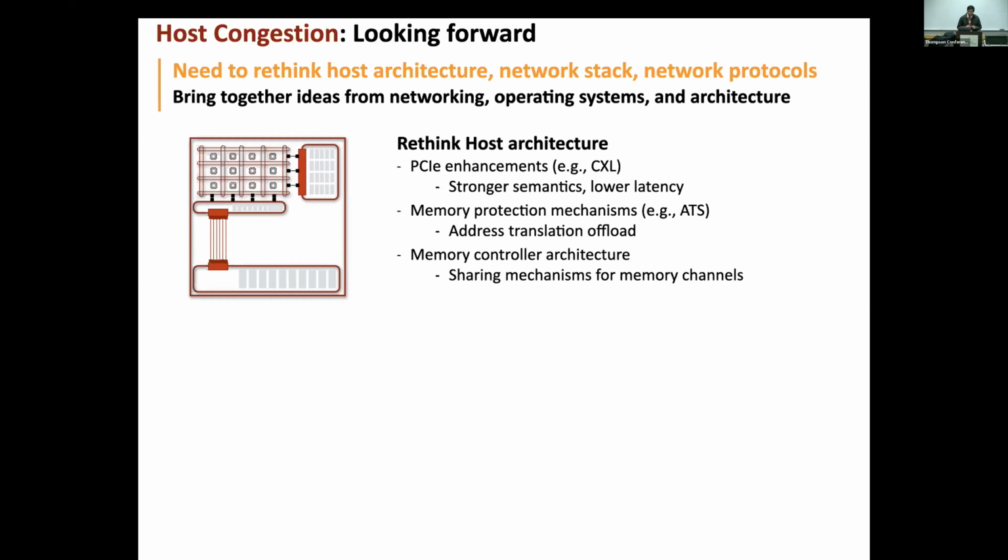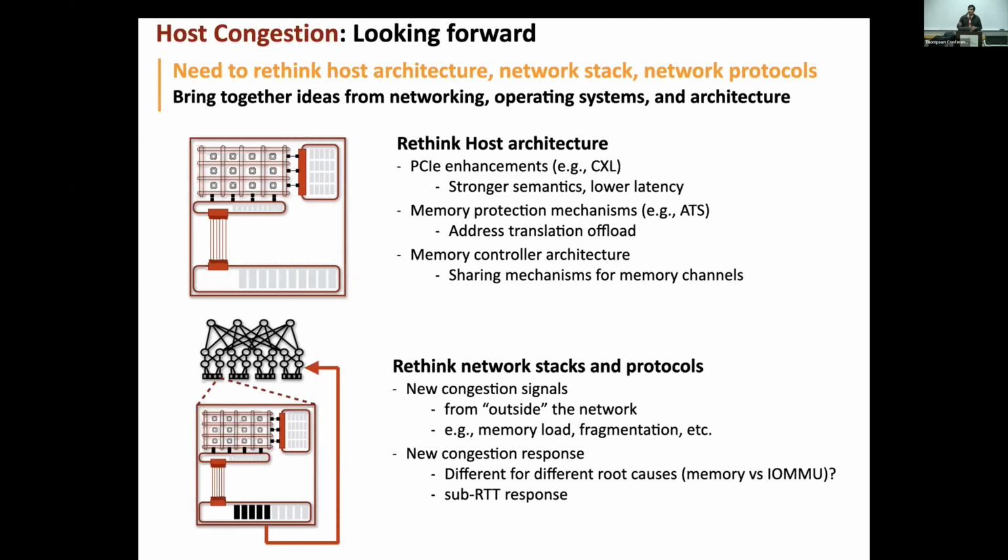So there are some upcoming hardware trends. For example, we have these PCI enhancements which are proposed, like CXL, which can provide us memory coherent channels and can help reduce PCI latency. So it might be good in the short term, but in the longer term, we might still run into similar bottlenecks like I discussed before. We might also think about other interesting directions, like using better memory protection mechanisms or better memory bandwidth sharing mechanisms in order to solve this problem.